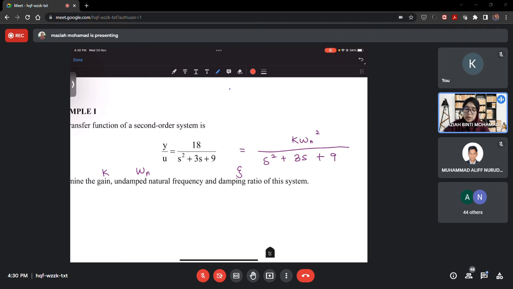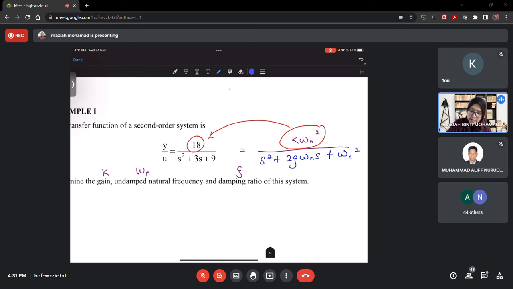All right, since it's already in S square, we can compare term by term. Okay, the general transfer function is S square plus 2 zeta omega n S plus omega n square. Then only we can compare that.